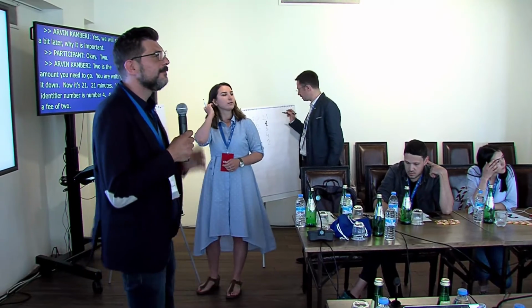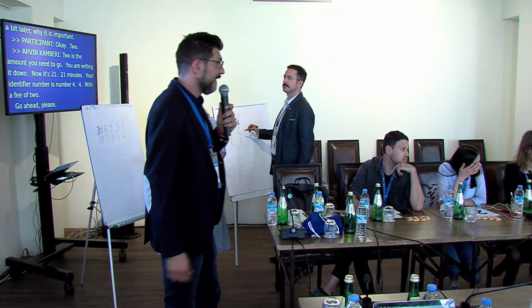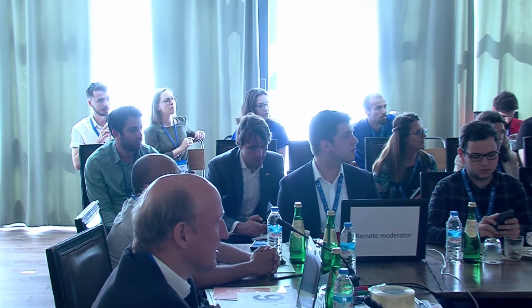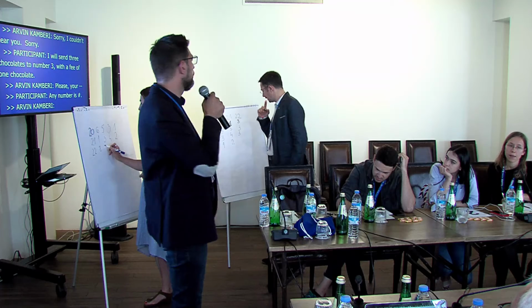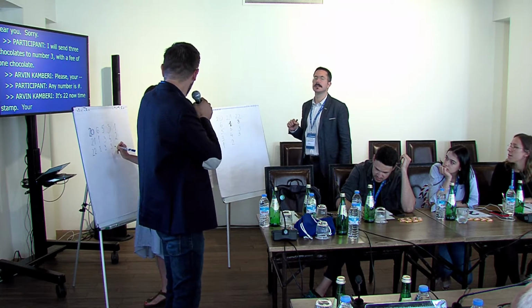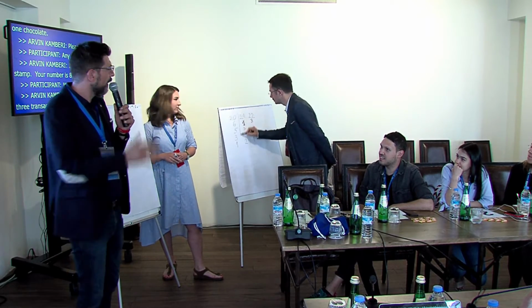Let's have another one. Go ahead, please. Sorry, I couldn't hear you. I will send 3 chocolates to number 3 with a fee of 1 chocolate. My number is 8. It's 22 now, timestamp. Your number is 8? 1, with a fee of 1. Okay, so those are 3 transactions right now, and let's try our miners to work on it.